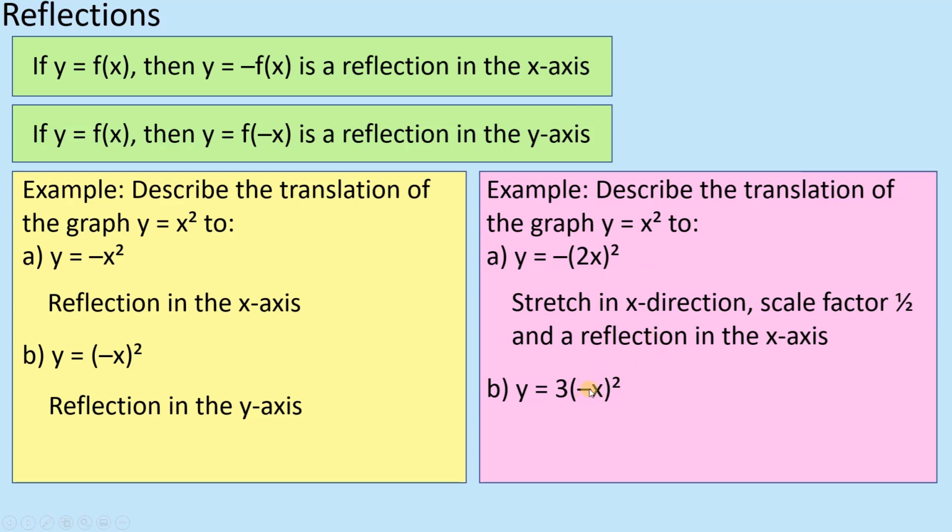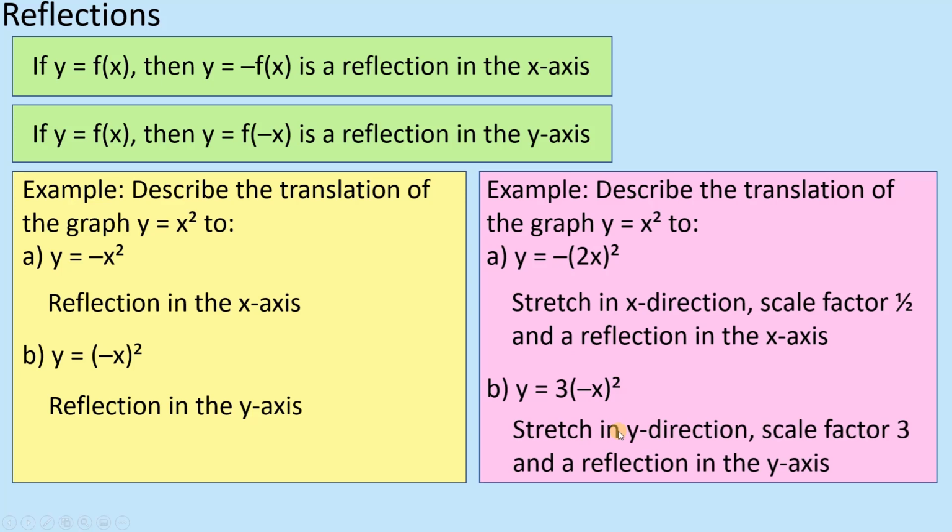You've got minus x, so that's a reflection in the y-axis, and then you are timesing it by 3. So, I'll say it again: reflection in the y-axis, and then stretch in the y direction by a scale factor of 3. So stretch in the y direction, scale factor of 3, and a reflection in the y-axis. So two things going on. You'll start to see that happen more and more, not just one thing taking place, maybe one or the other. So that is going to take a bit of practice.